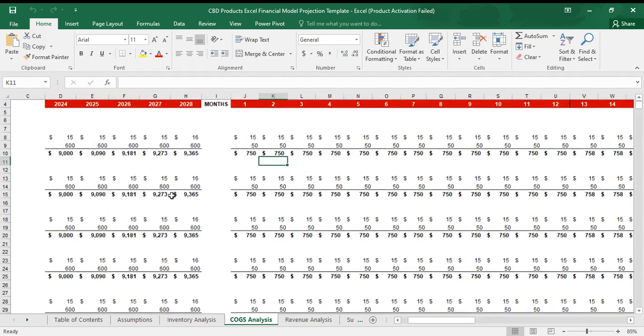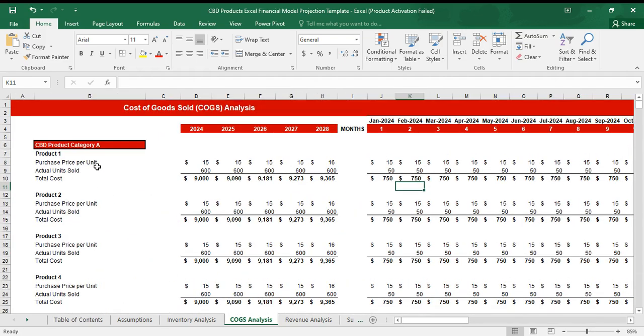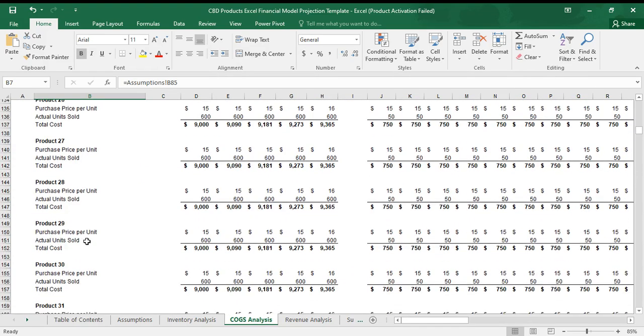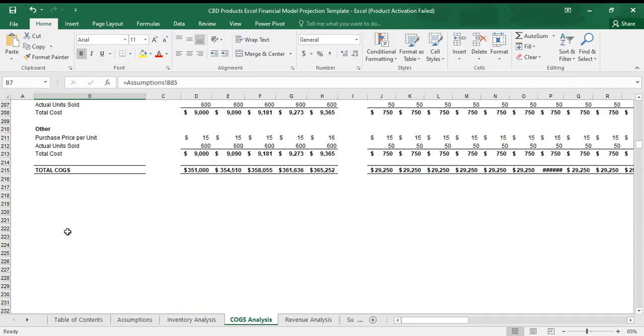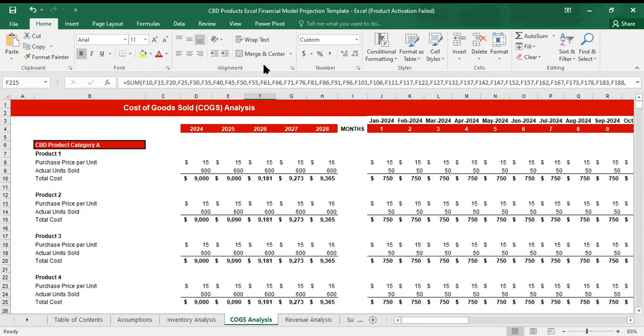Next is the cost of goods sold sheet. This is similar to the inventory analysis. We have calculated the cost of the purchase being incurred on the purchase of each of the products under each product category, and then we have calculated a total cost of goods sold figure at the very end of this sheet. This is also both annually and monthly.